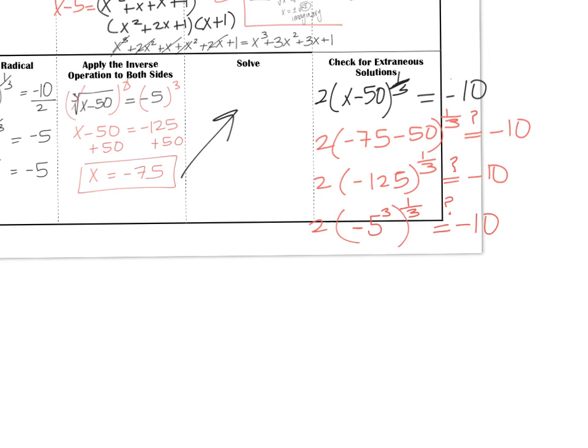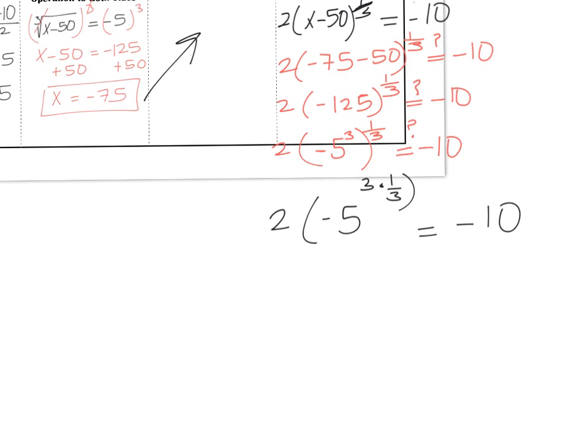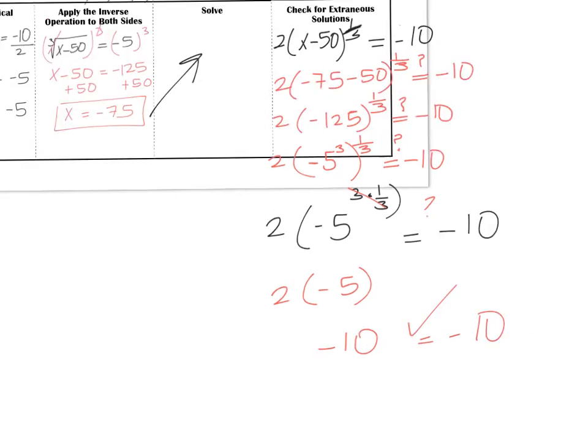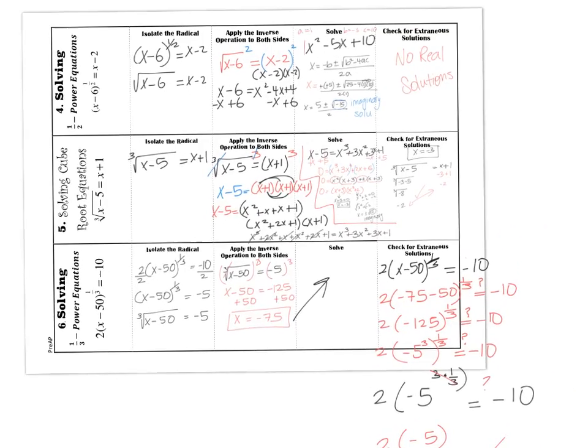Now, power to a power, it means you need to multiply. So 3 times 1/3. This is a good review of all the rules that we've learned in the previous lesson. Now 3 times 1/3 is basically 1. So 2 times -5 is a -10. So that is absolutely correct. So yes, x equals -75 is an acceptable solution.